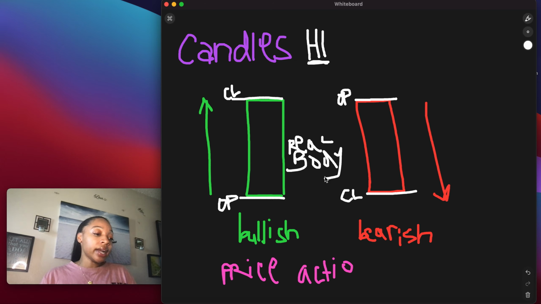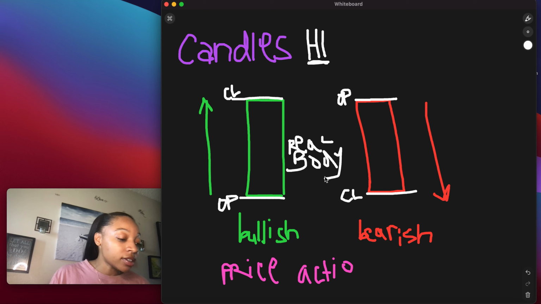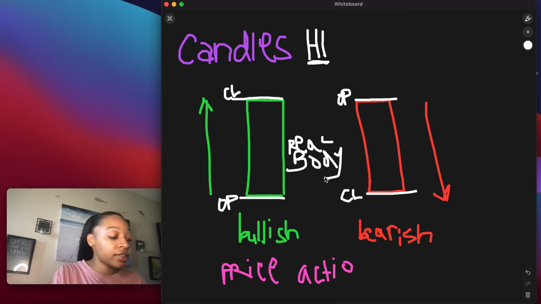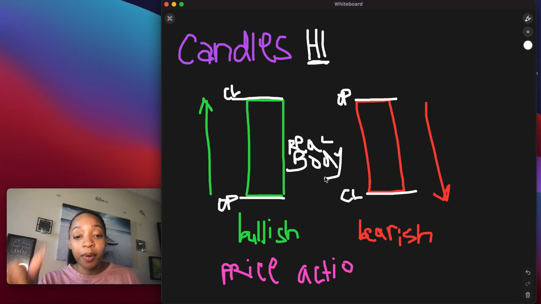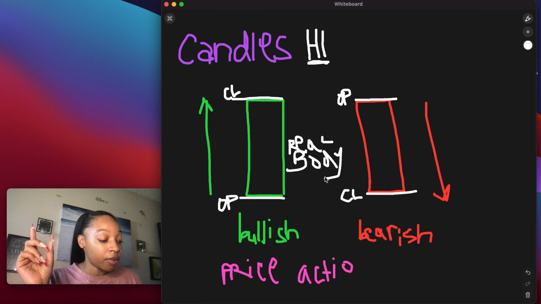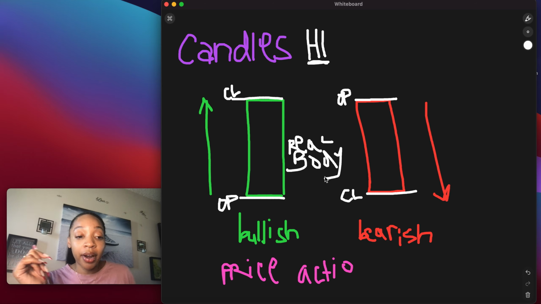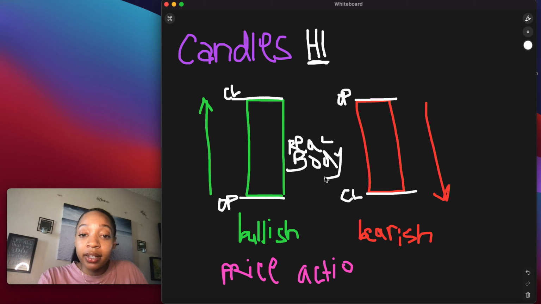Okay, so next we're going to hop into what you will also see in the market, which is things that people call wicks. I mostly heard the term wicks, but there are other terms for this. So basically the lines that come off either the top or the bottom or both are called wicks, shadows, tails, and it just shows the highest and lowest price point that the market hit during the hour.